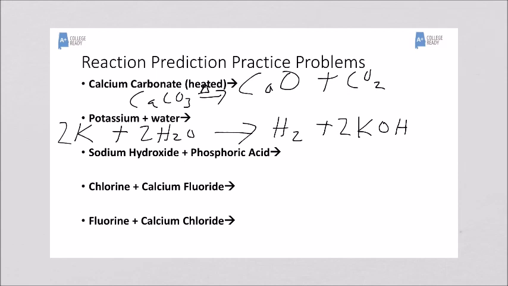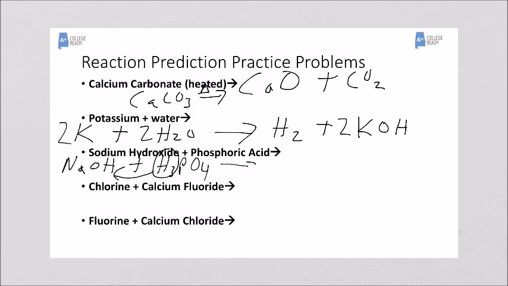Next we've got sodium hydroxide plus phosphoric acid. Well, sodium hydroxide is NaOH. Phosphoric acid is H3PO4. This is a double replacement reaction, or we might say it's a neutralization reaction. It's the reaction between an acid and a base. And we know that when we react acids and bases, we get a salt and water. So the H from the phosphoric acid is going to end up replacing the sodium from the NaOH.